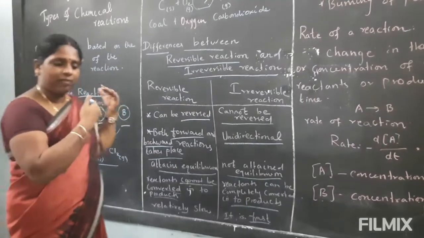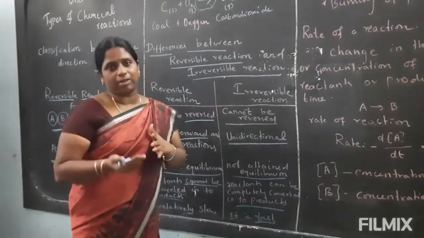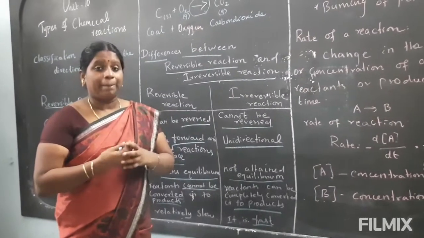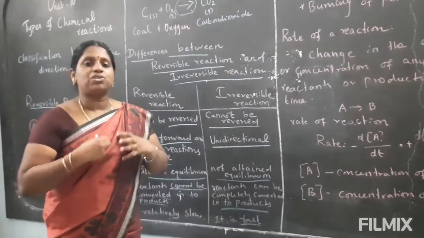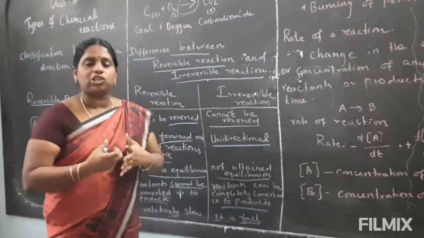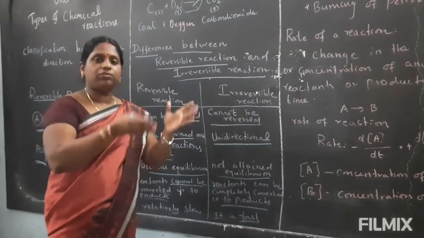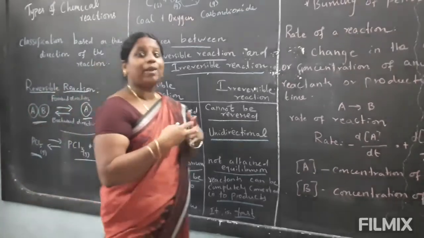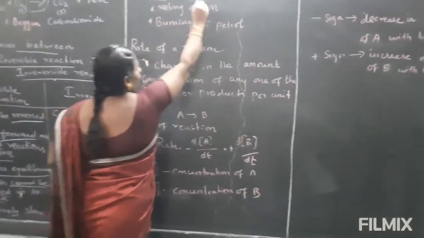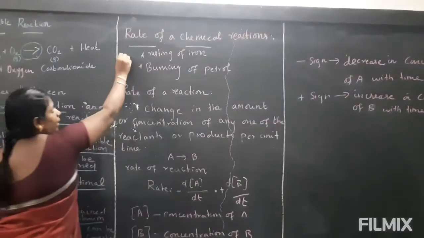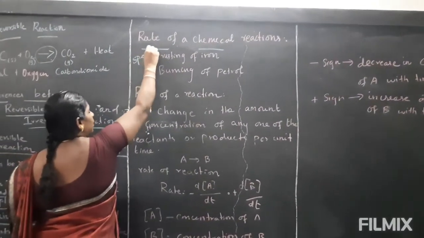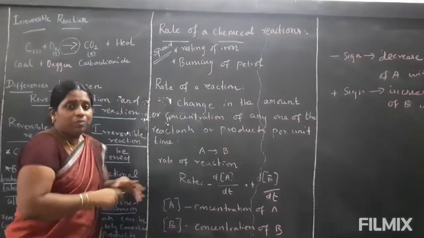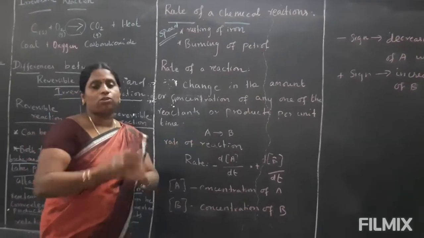So we have seen reversible and irreversible reactions, but we also have to know how much time or how much speed it will take to convert from reactant to product. So let me explain the rate of a chemical reaction. The rate means speed. What is the meaning of speed or timing? How much speed it has to convert from reactant to product?